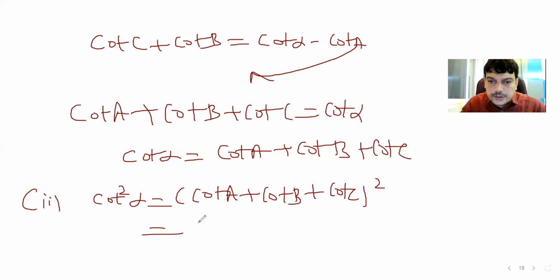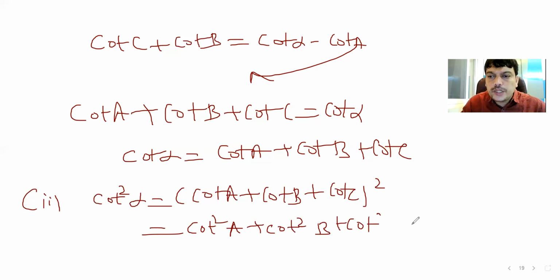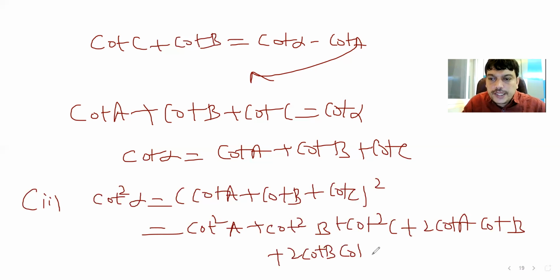So expand the square: that is cot square a plus cot square b plus cot square c, plus 2ab, that is 2 cot a cot b, plus 2bc, that is 2 cot b cot c, plus 2ca, that is 2 cot c cot a.